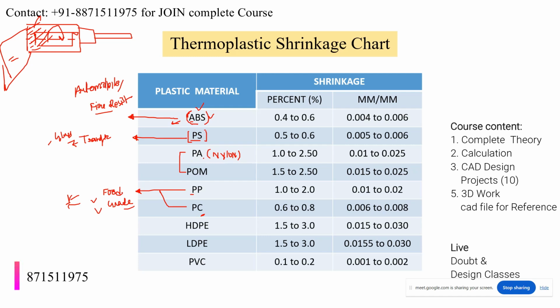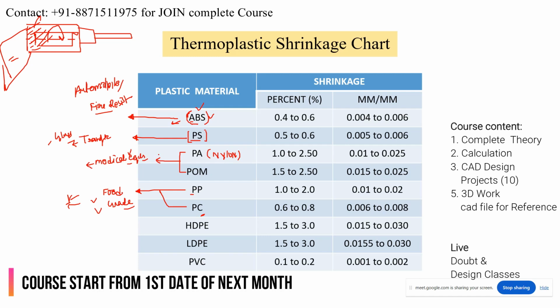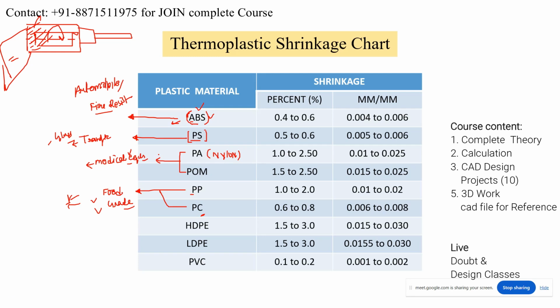PA means polyamide. Now PA and POM, these two materials are basically used for preparing medical equipments. Why are we using these materials for preparing medical equipments or components? Tell me.